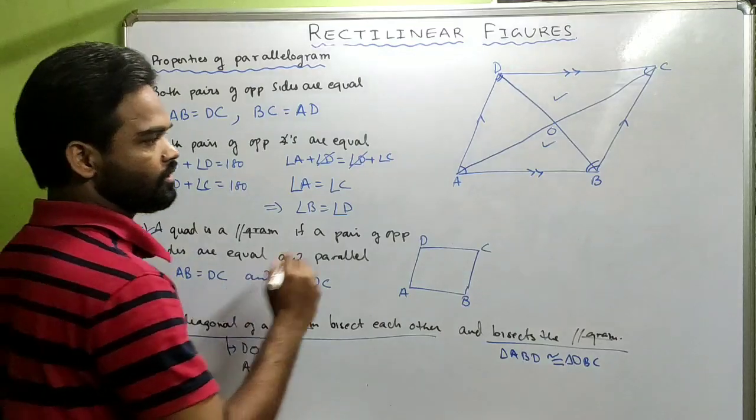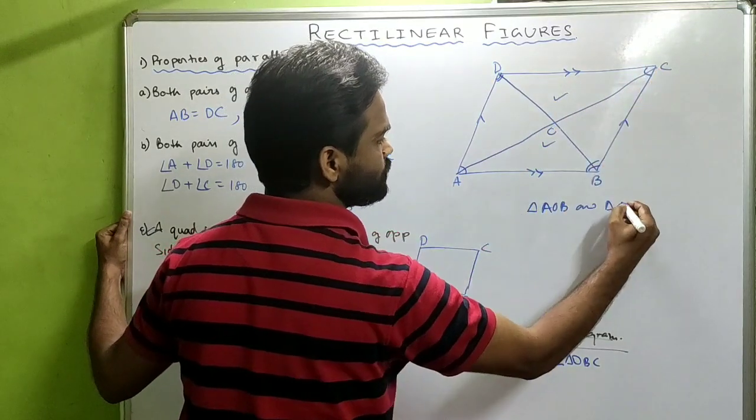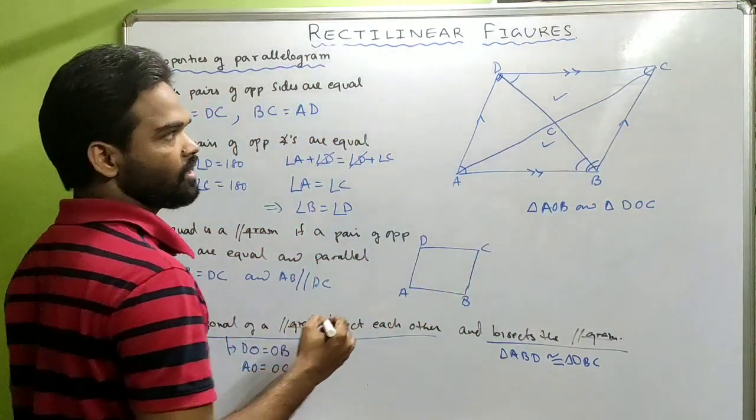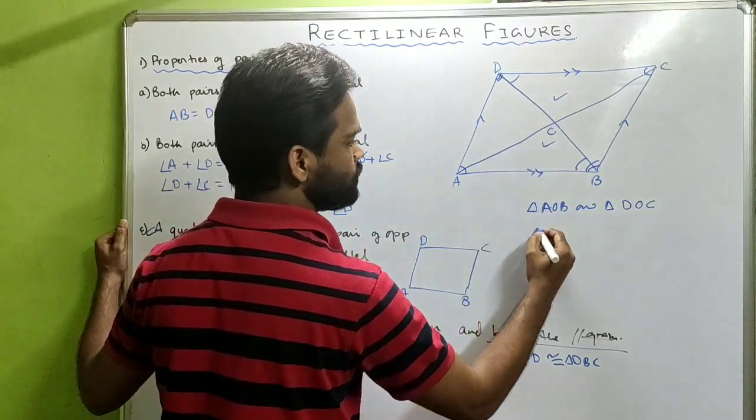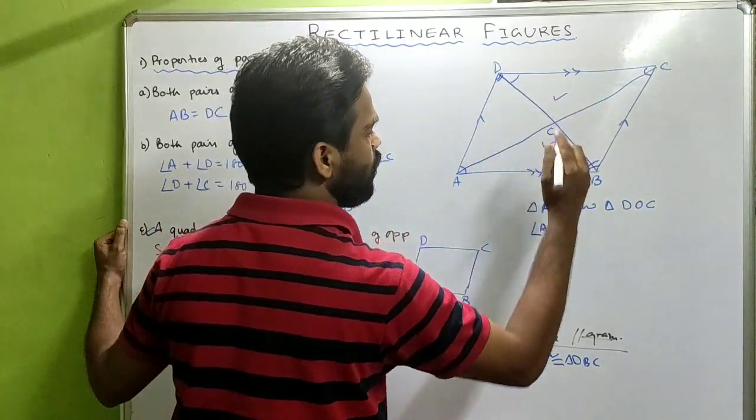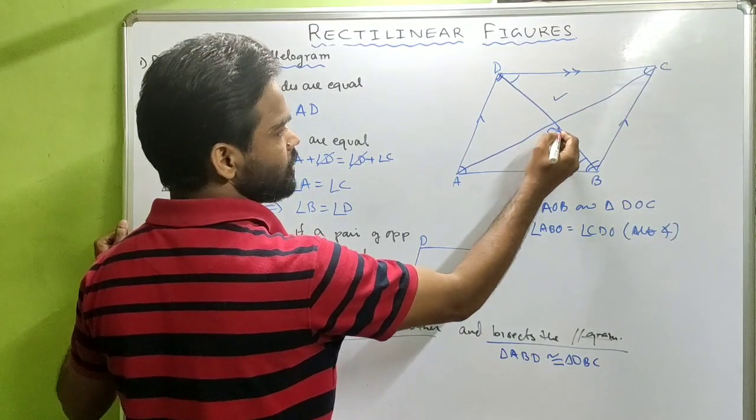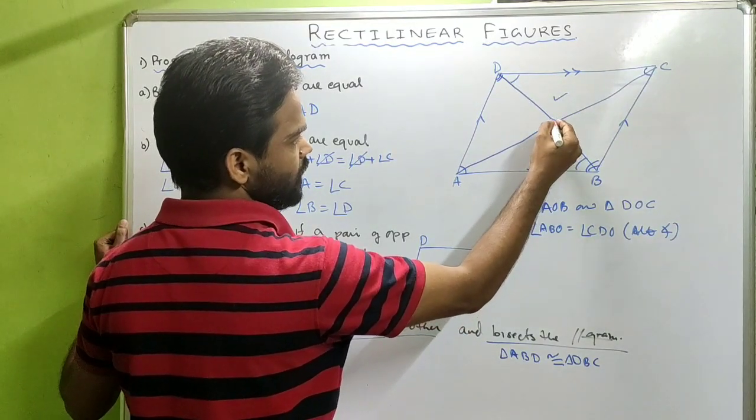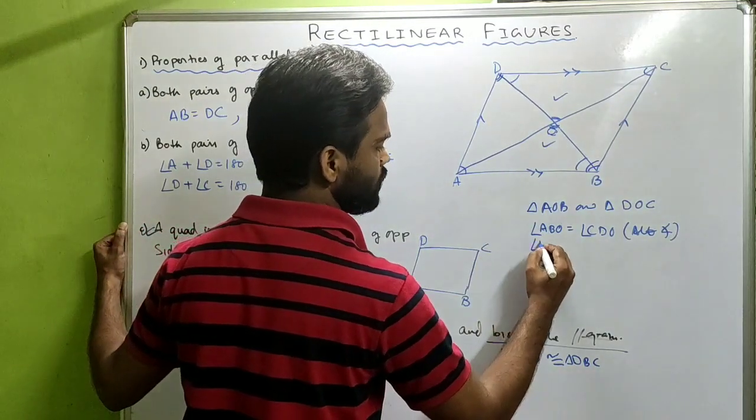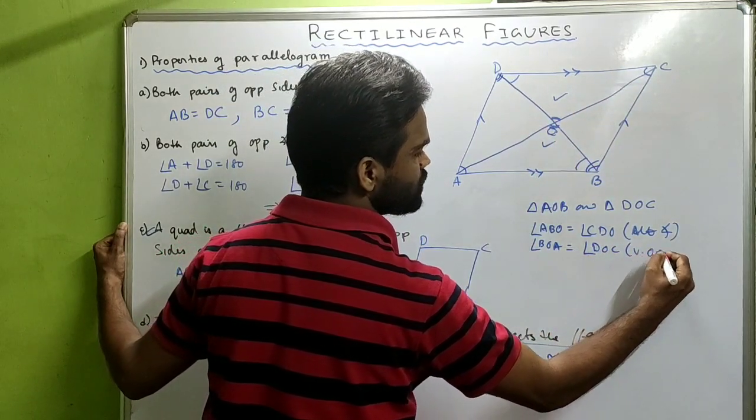Two triangles are congruent. Just see triangle AOB and triangle DOC. This angle and this angle are equal, isn't it? Alternate angle. Angle ABO is equal to angle CDO, alternate angle. Similarly, this angle and this angle will be equal, vertically opposite angle, which means angle BOA is equal to angle DOC, that's vertically opposite angle.